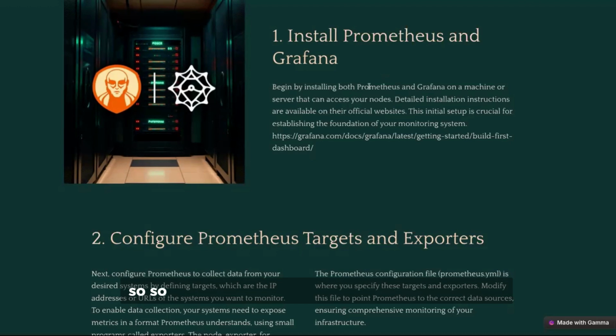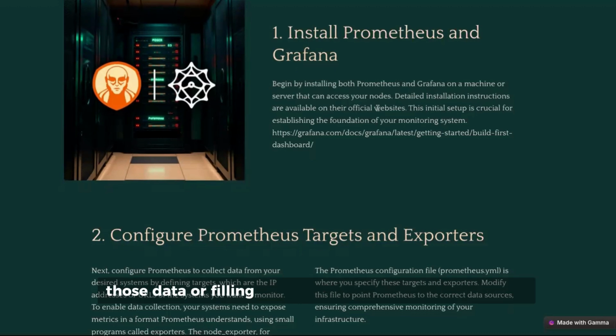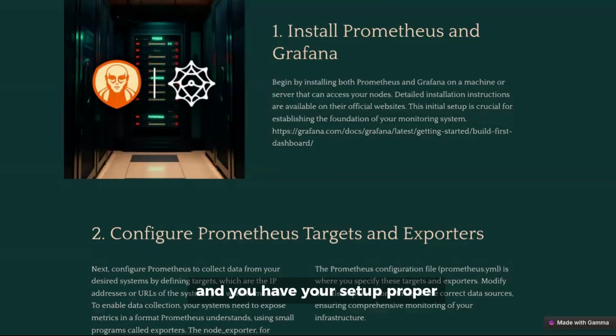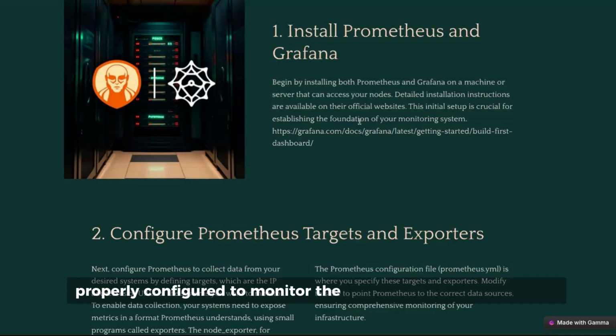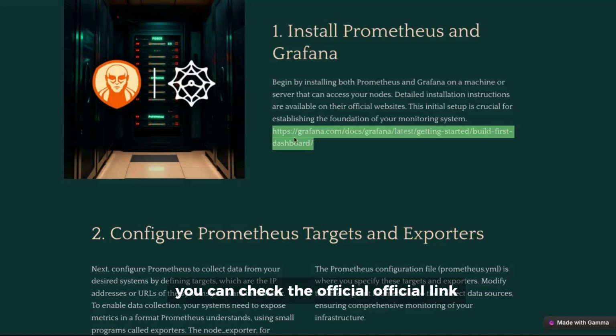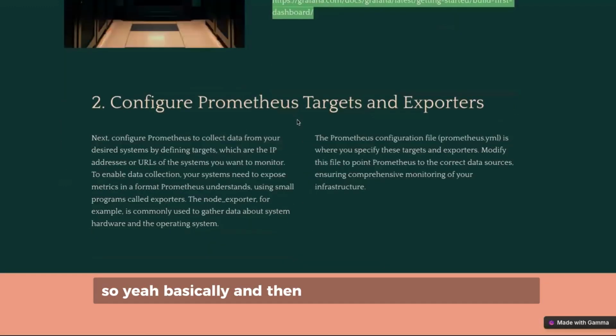So some of those clients have already made it easier. It's just for you to configure it by providing that data, or filling in those flags in the command line, and you have your setup properly configured to monitor the performance of your node. To get more information on how to install the setup and build your first dashboard, you can check the official link. I can also drop this in the chat.